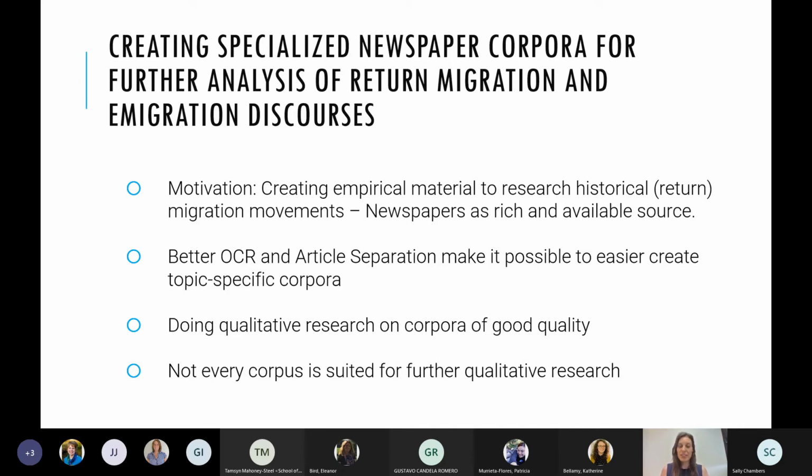And article separation made this possible, even though article separation is still quite error prone, but that has been improving quite a lot in recent years. But this is very important to even make it possible to extract articles without copying and pasting, and within very time-consuming processes. And I needed good quality corpora. That means that not every corpus is suited for further qualitative research. Not every corpus can just be used for further qualitative research.